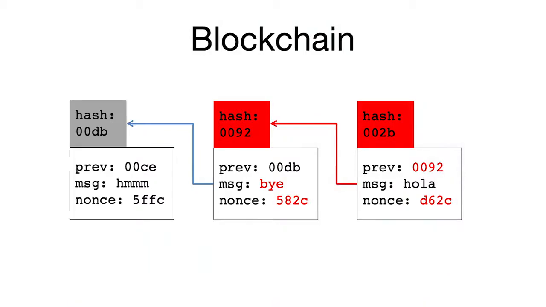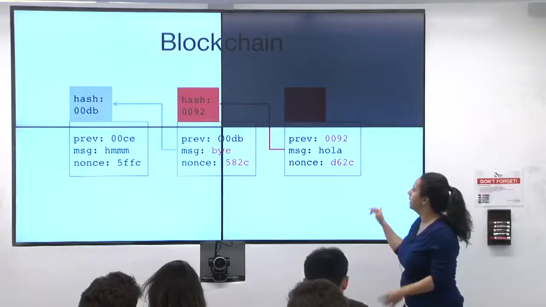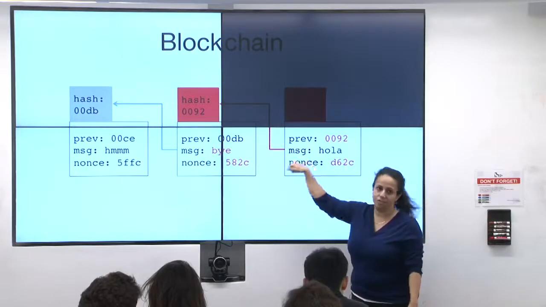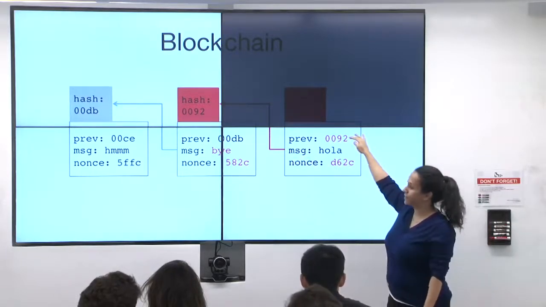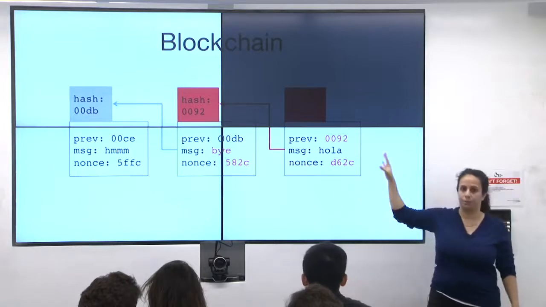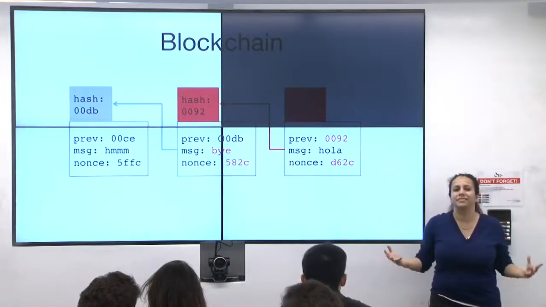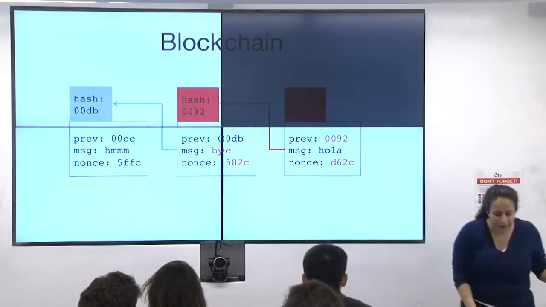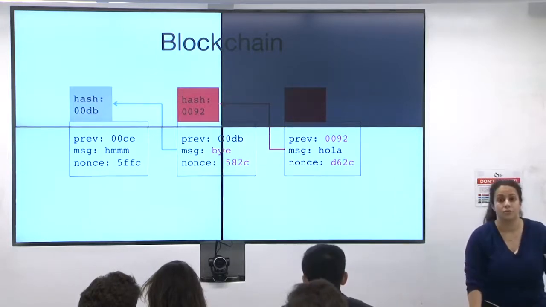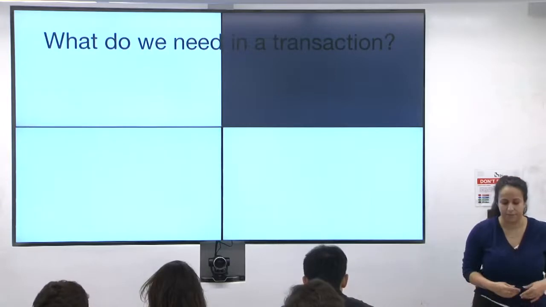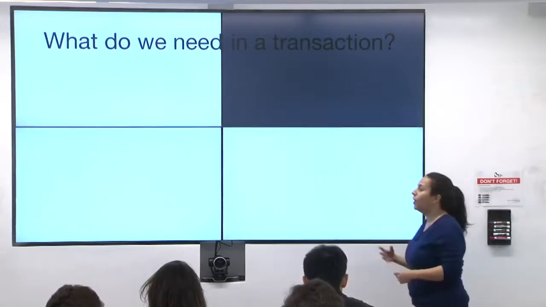Now let's go into a little bit more detail about exactly what this message is. We've talked about the previous hash pointers, the nonce, and proof of work, but what actually goes inside of a block? We've been alluding to it, but what goes inside a block are transactions. We're trying to build a payment system here. So what do we need to have in a transaction? What should a transaction look like?